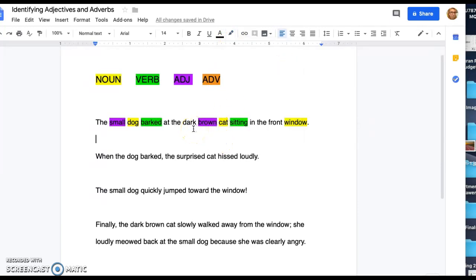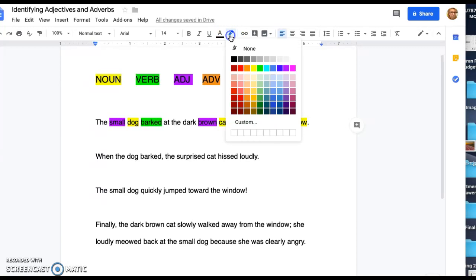Is dark describing brown? Or is dark describing cat? Well, in this particular context, it is describing brown. So it is not an adjective. It is not describing cat, which is my noun. So I'm going to keep moving. The cat is sitting in the front window. Window is a noun. Front is describing window. I know which window it is because of the word front. So that is an adjective.